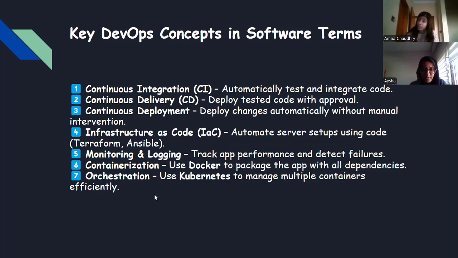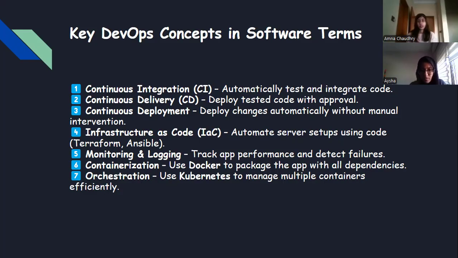So the key concepts in software terms. Now we are going to discuss what she mentioned earlier. The first one is continuous integration. What is continuous integration? It automatically tests and integrates the code, and Jenkins does this. Continuous delivery deploys the tested code with approval. If the code is fine, then it's deployed.